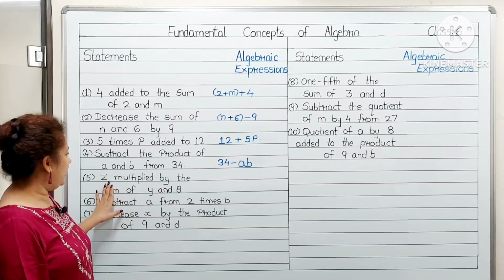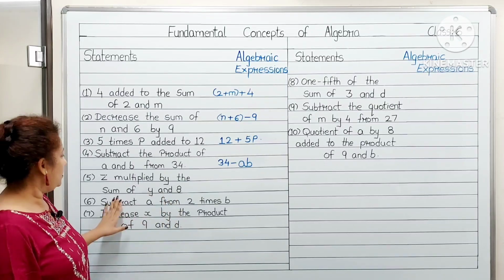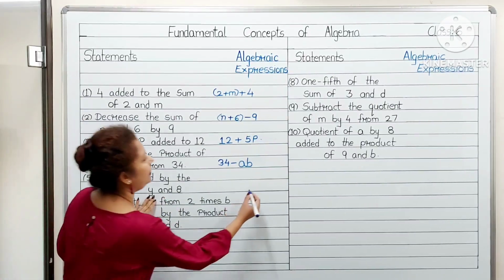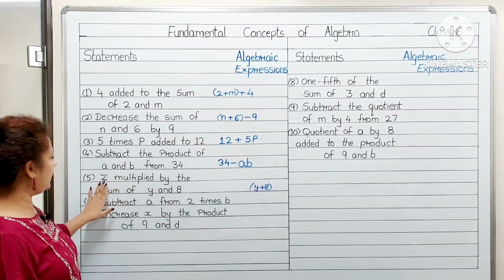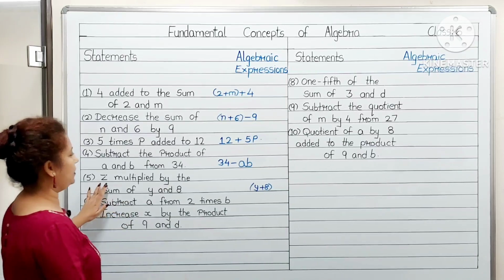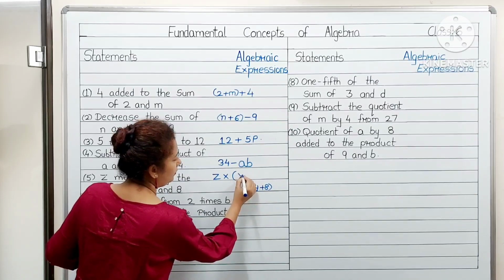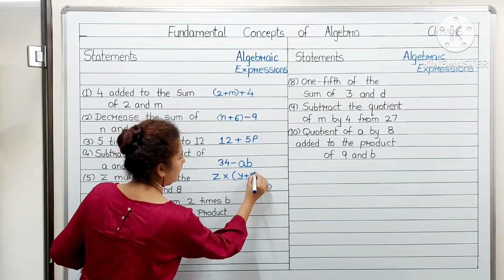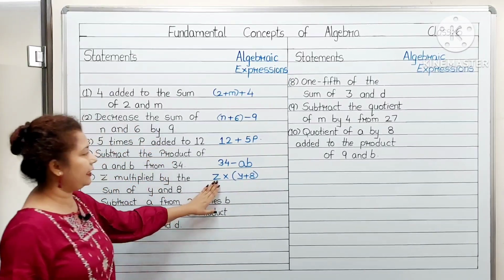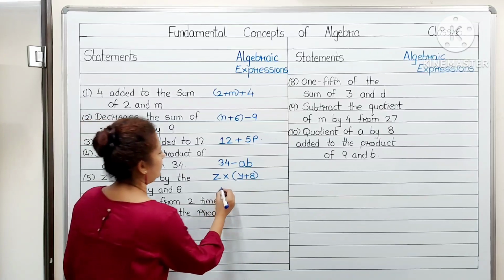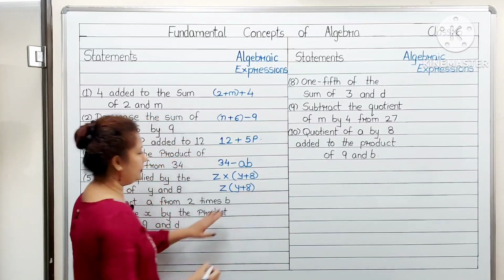Next statement is Z multiplied by the sum of Y and 8. So sum of Y and 8 will be Y plus 8. And the first part is Z multiplied by. So first we will write Z and we will multiply it by sum of Y and 8. So here the algebraic expression becomes Z into Y plus 8. This we can write Z Y plus 8 in this way also.